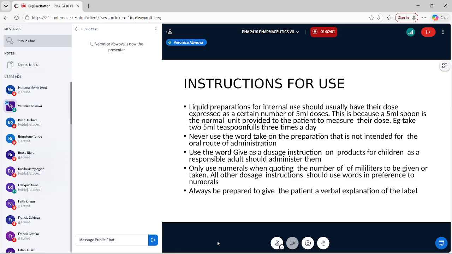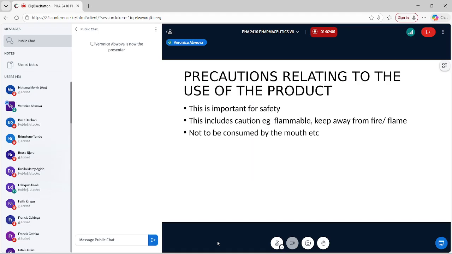Always be prepared to give the patient a verbal explanation of the label. The reason why we want to try to avoid numbers is we have scenarios where someone, probably the eyesight is not okay, or some people, the way they write a 3 and you're not sure whether it's 3 or it's 5 or it's 8.